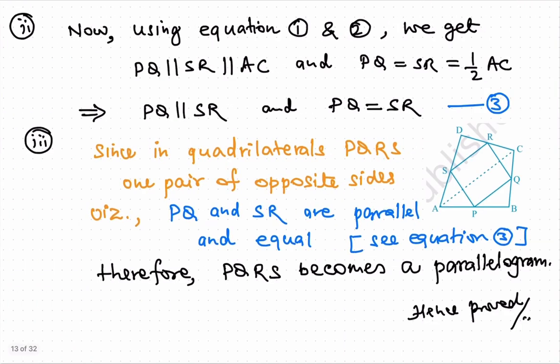Now combining these two equations 1 and 2, we get that PQ is parallel to SR parallel to AC, and PQ is equal to SR equals half of AC. So we combine the two equations because we had PQ is parallel to AC and SR is parallel to AC. Therefore, PQ is parallel to SR, and PQ equals SR. So this becomes equation number 3. So we have solved part 2 also.